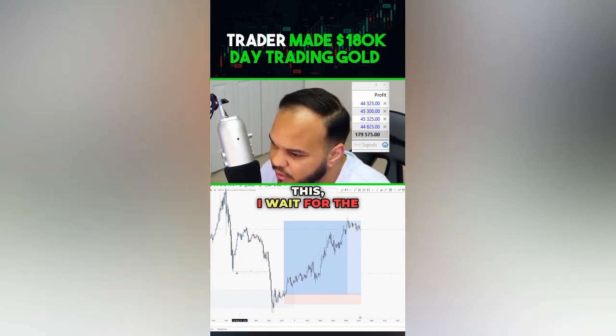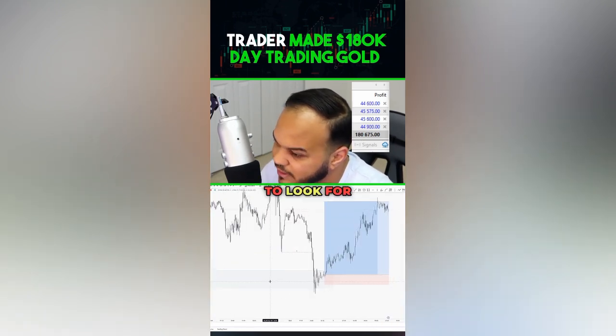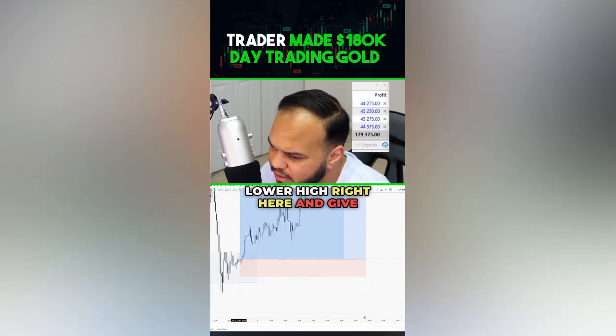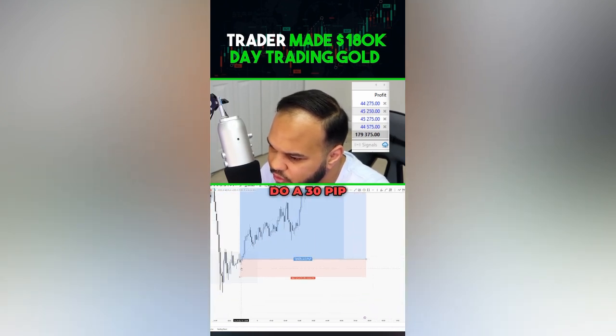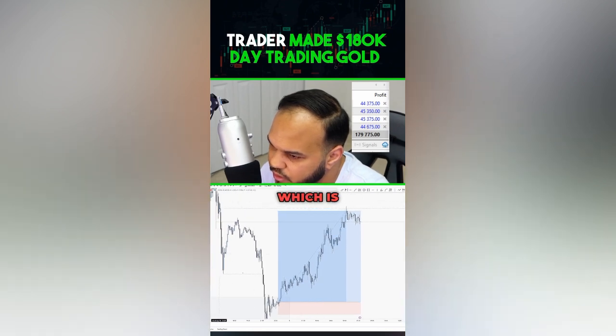So when I saw this, I waited for the market to swipe the liquidity below those swing lows here. When the market did that and went right into the 1 hour order block, that's when I knew I was ready to look for my setup. I started waiting for confirmation right here. The market created a minor lower high right here and gave me that break. I took the buy with a 30 pip stop loss, and then started holding my trade until the previous swing, which is going to be this one right here.